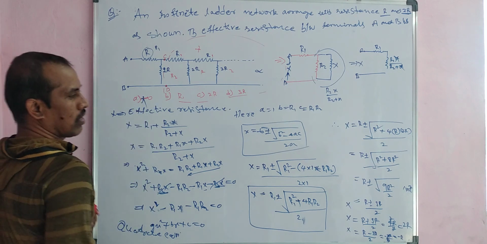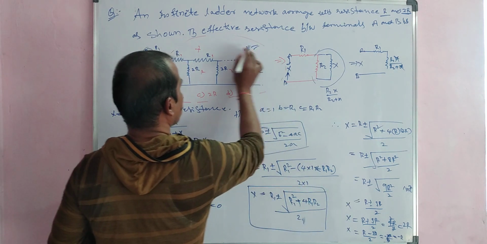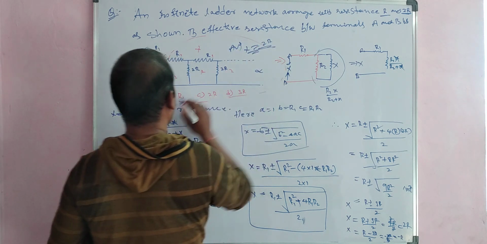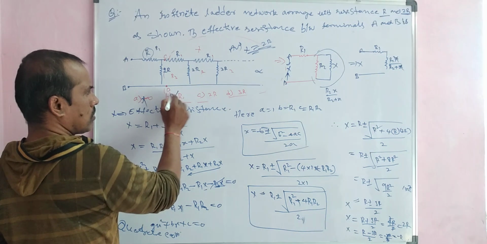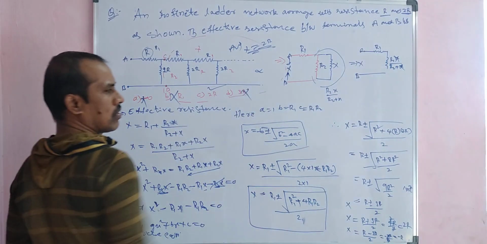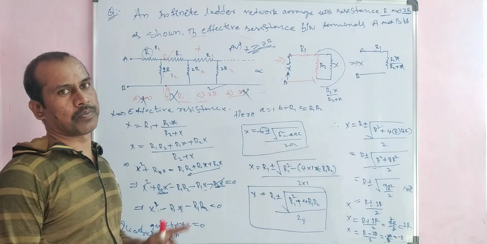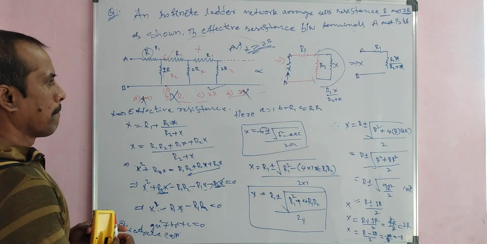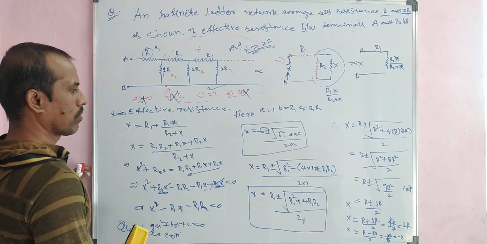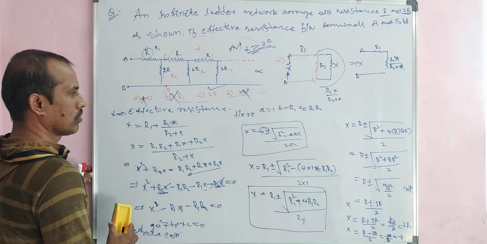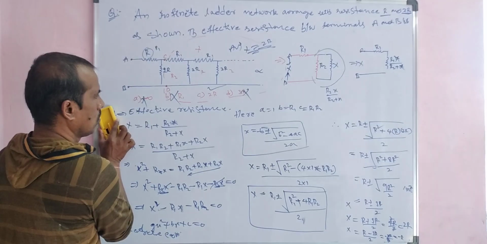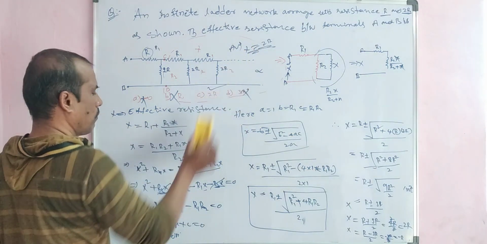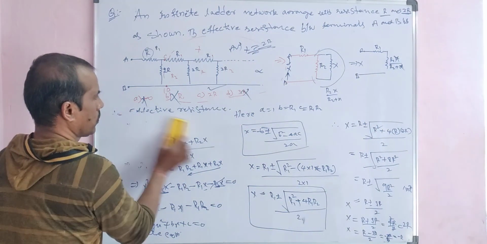is not correct. The answer is X, the effective resistance of this circuit, equal to 2R. The second option is not correct, and this one also is not. The answer is 2R. Now note this one. The effective resistance of this circuit A is X equal to 2R. X means the effective resistance of the given circuit.